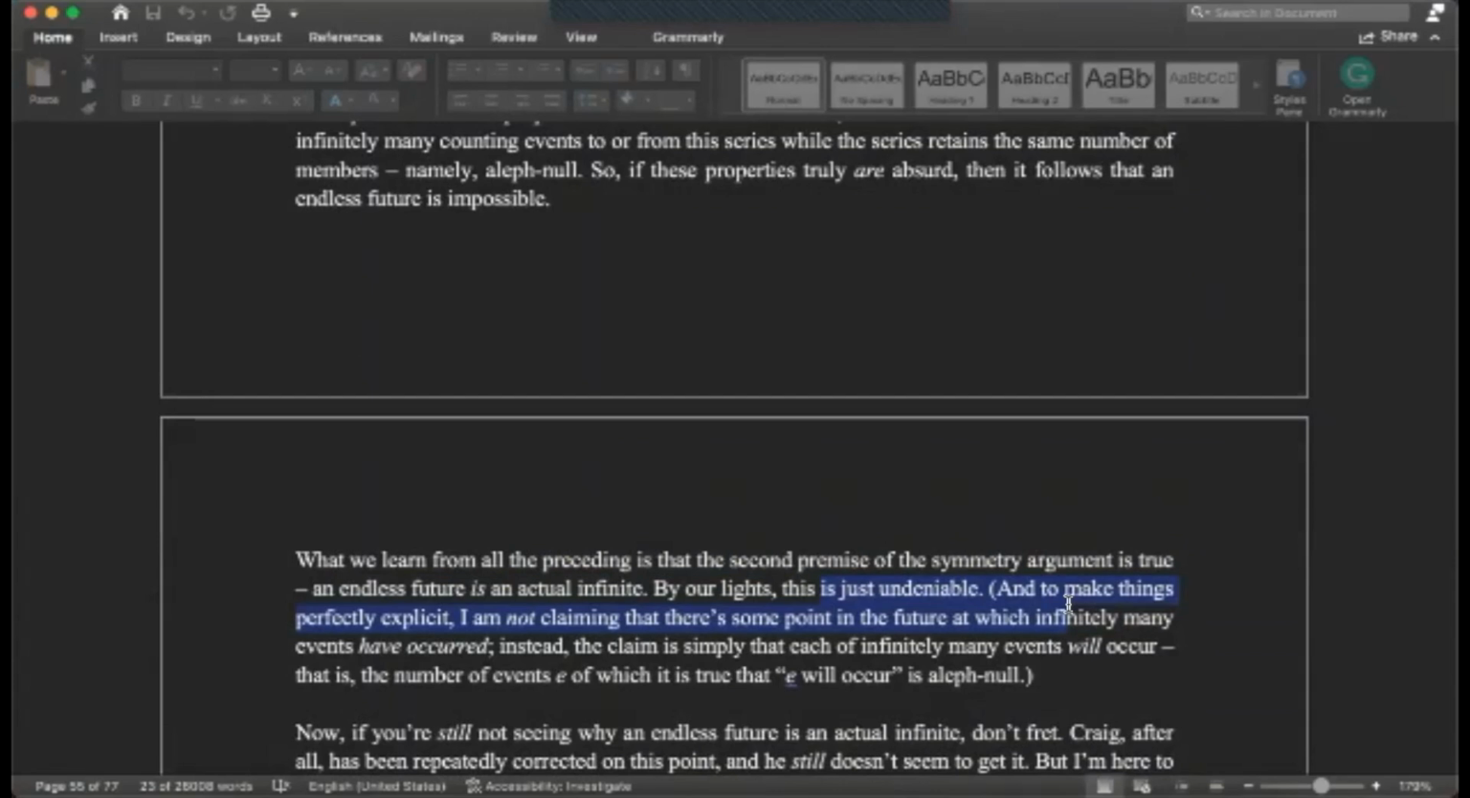So again, I'm not saying that there's some point in the future at which infinitely many events have occurred. Instead, the claim is simply that each of infinitely many events will occur. That is, the number of events E, of which it is true that E will occur, is Aleph null.